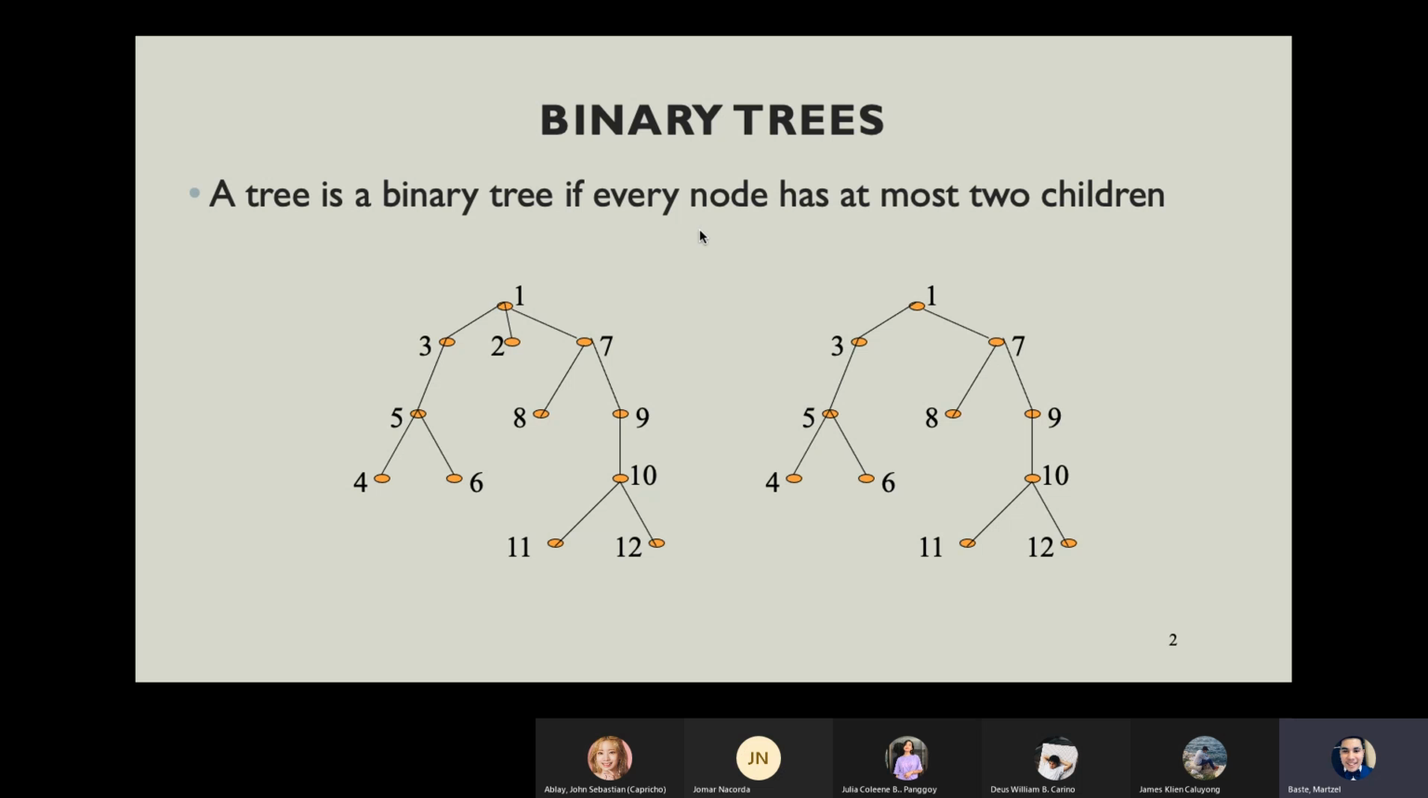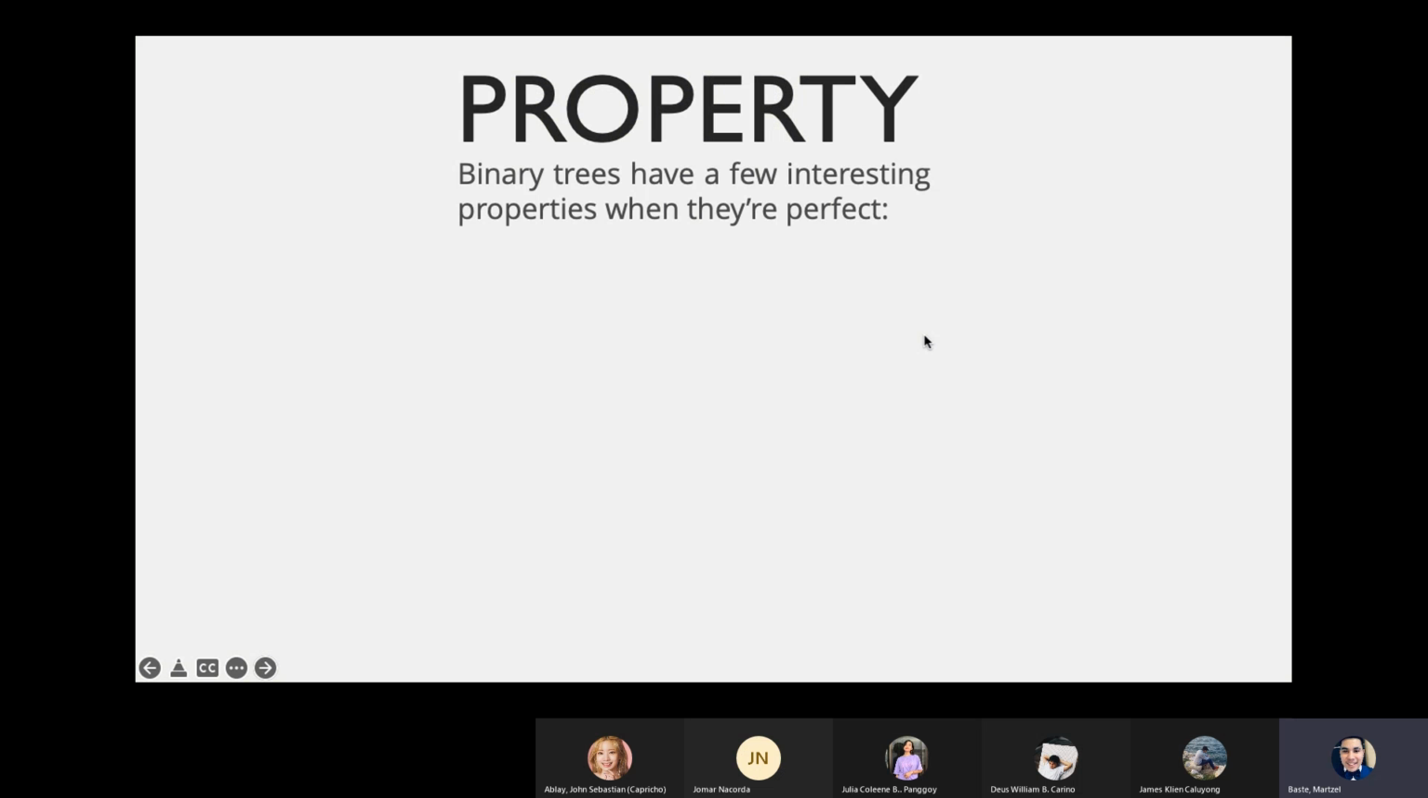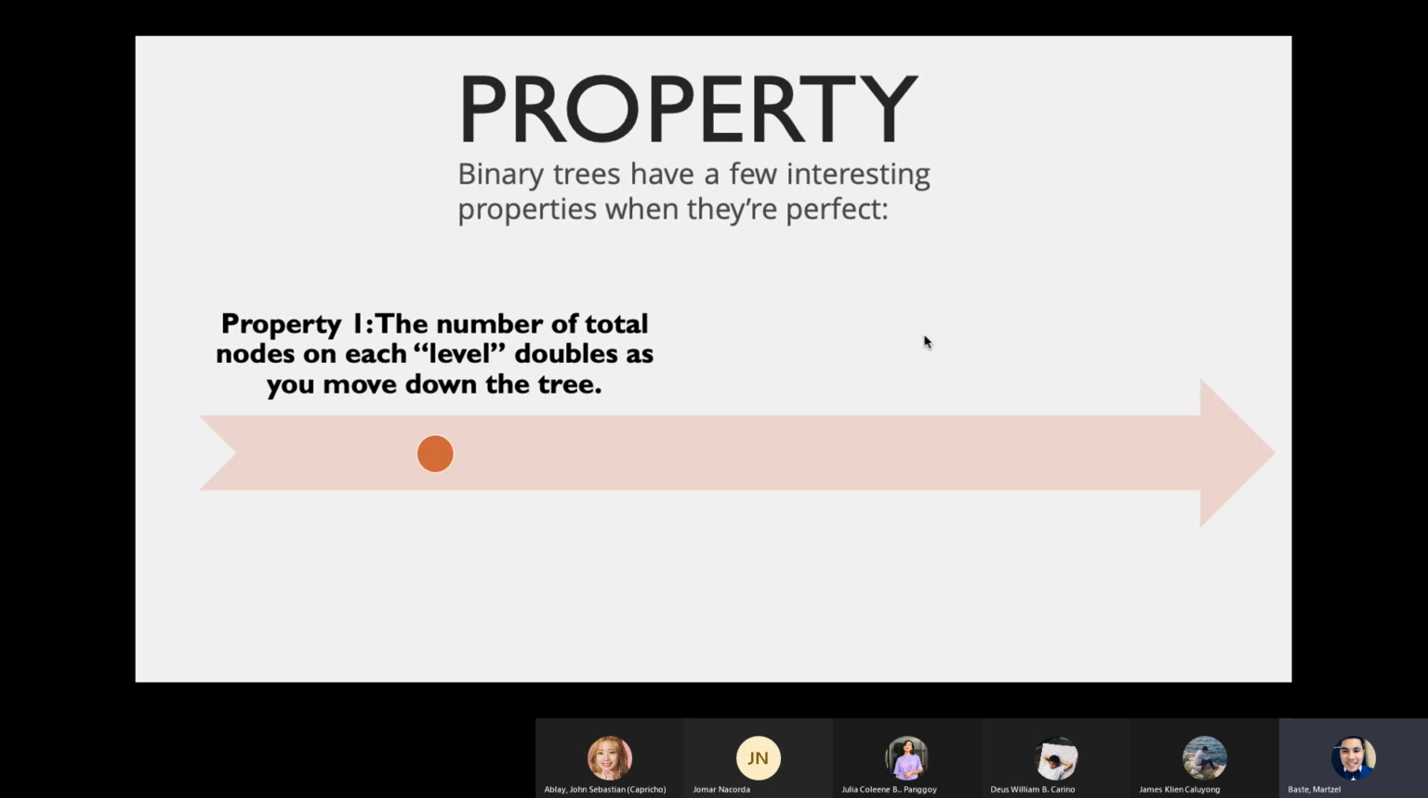Anyway, going back to where we left off, that's binary tree. So a tree with at most 2 children is called a binary tree. So there natay 3 dire, so this tree is a general tree, so this is obviously not a binary tree, while this one is obviously a binary tree. So say property sa binary tree? The property of a binary tree is number one, the number of total nodes on each level doubles as you move down the tree.